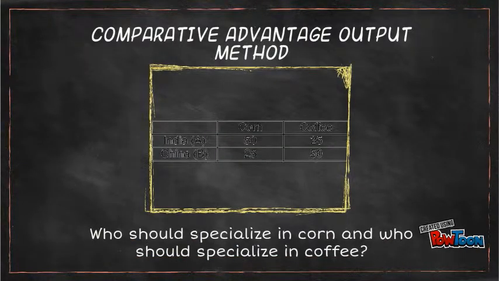And then doing a comparative advantage using the output method. India produces 50 ears of corn per day and 25 cups of coffee per day, and China produces 25 ears of corn per day and 50 cups of coffee per day. So who specializes in which?